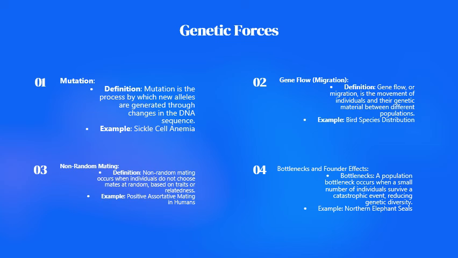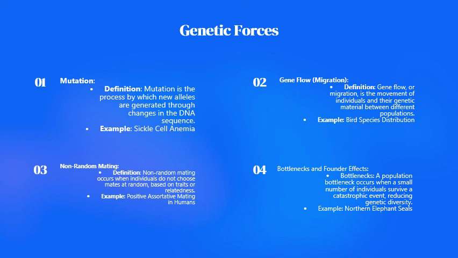Okay, let's move on to gene flow, which we've already spoken about. An example of gene flow can be seen in bird species distribution. Consider two isolated populations of a bird species, one with bright blue feathers and another with dull brown feathers. If some individuals migrate and mate between these populations, gene flow can result in intermediate offspring with mixed feather colors.